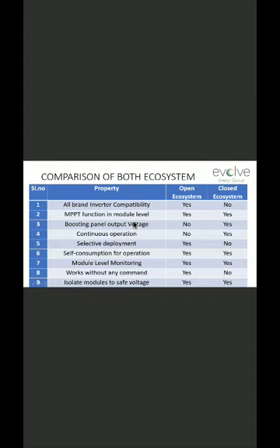Second, whether the MPPT function at module level is happening. Yes, then only it can effectively transfer most of the power to the next level. So the MPPT function is happening at module level.